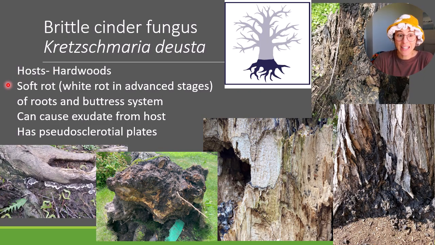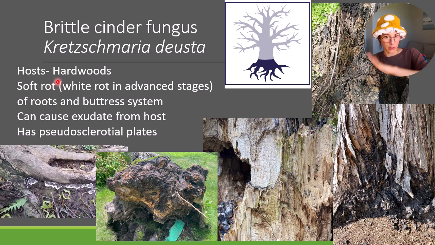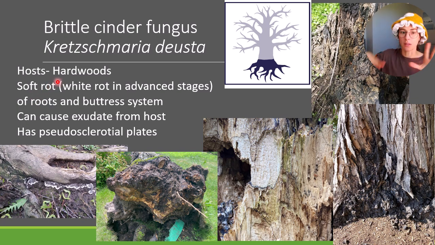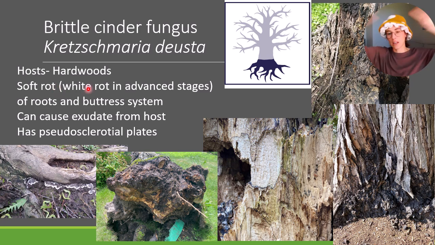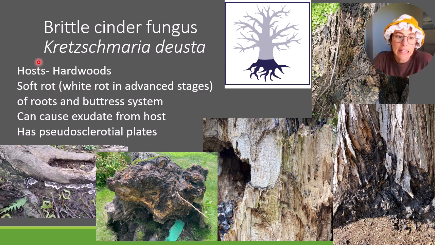Now, it is a soft rotter, which means it creates that brittle tree because, very similar to a brown rotter, it's going after the cellulose and leaving behind the lignin, but then eventually it does sometimes turn into a white rot, so then you get full strength loss across the board. All right, it is a root and buttress system host, so typically if a tree fails, it fails right at the base, and you can kind of see that right here. And it does create those pseudosclerotial plates, very similar to Armillaria root rot.